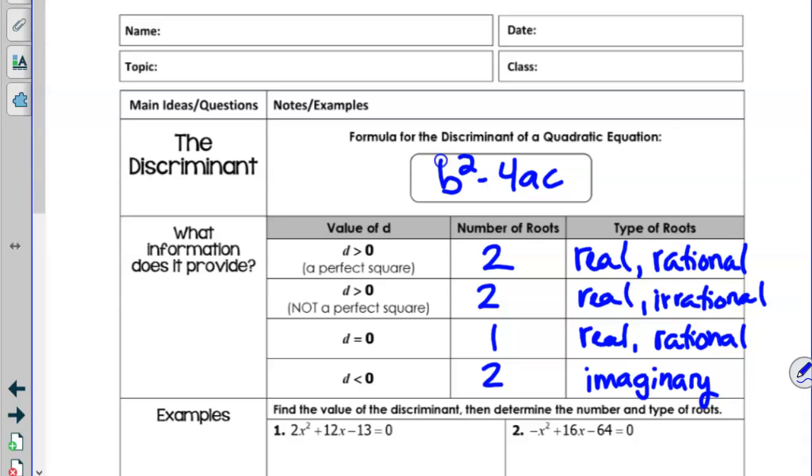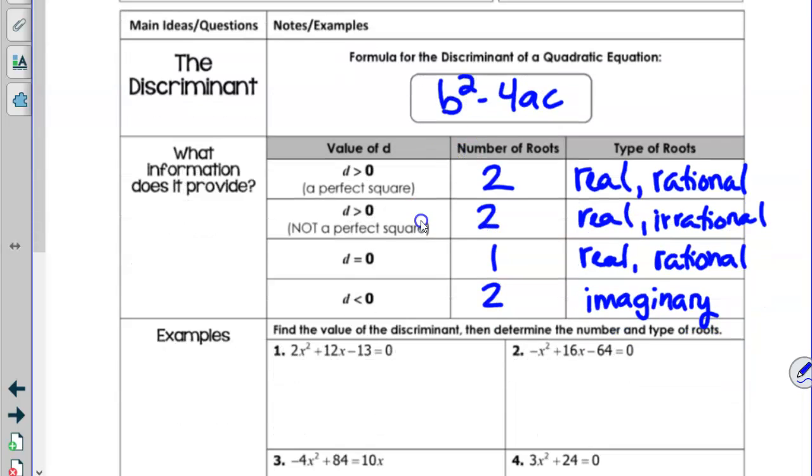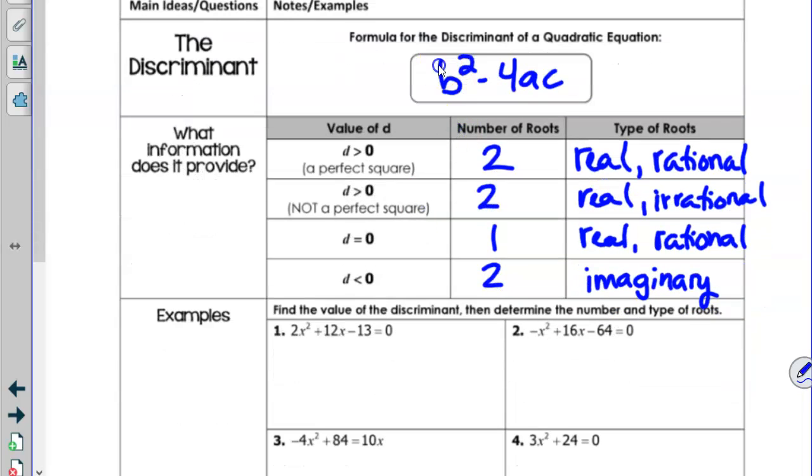All right, everybody okay with that? Before we actually try to apply it? All right, so now we're going to find the discriminant so we can identify the number and types of roots. I want you to put real and imaginary. I'm not going to make you put irrational or rational. Okay, that's not a big deal to me.